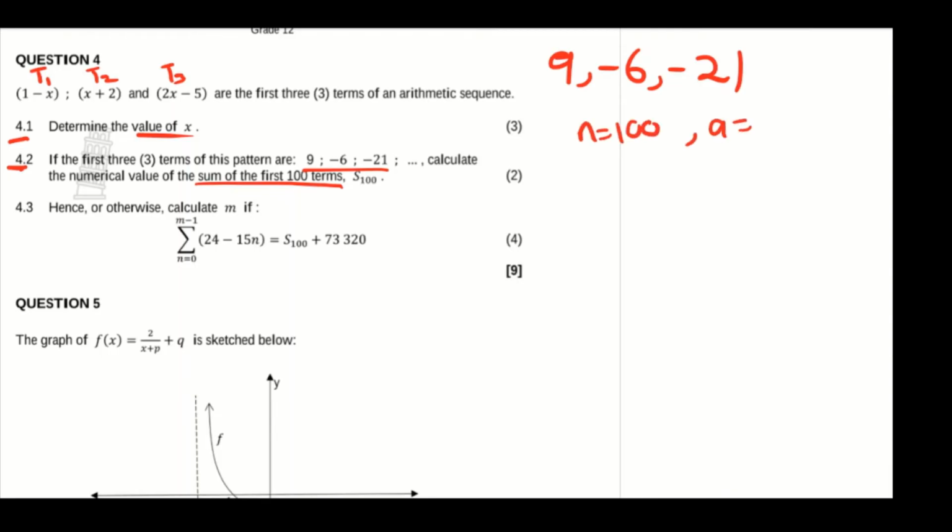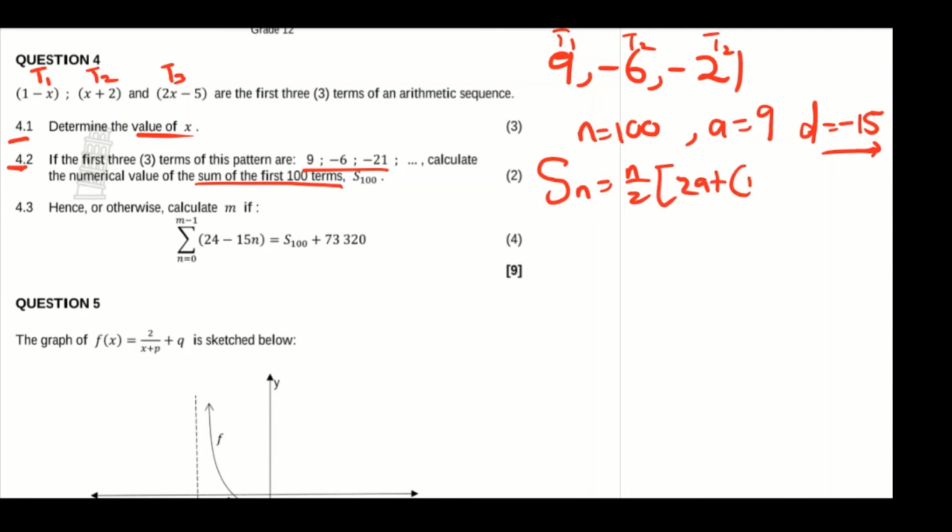A is equal to 9, right? And the difference is equal to minus 15. Please try that out. Minus 15. This is term number 1, term number 2, term number 3. So find the difference between term number 2 minus term number 1 and see if you won't get minus 15. It's definitely minus 15. So you're just going to write down the sum, which is n over 2 into 2a plus n minus 1 multiplied by d, right?